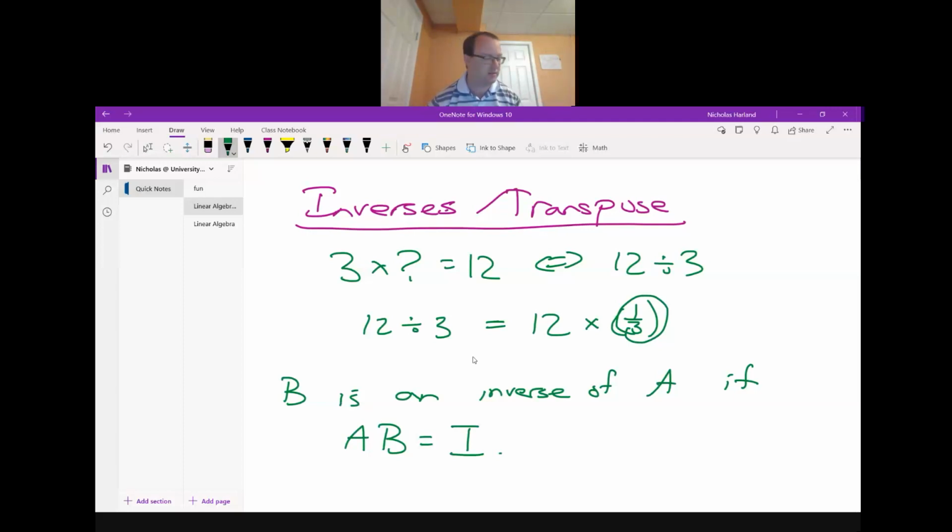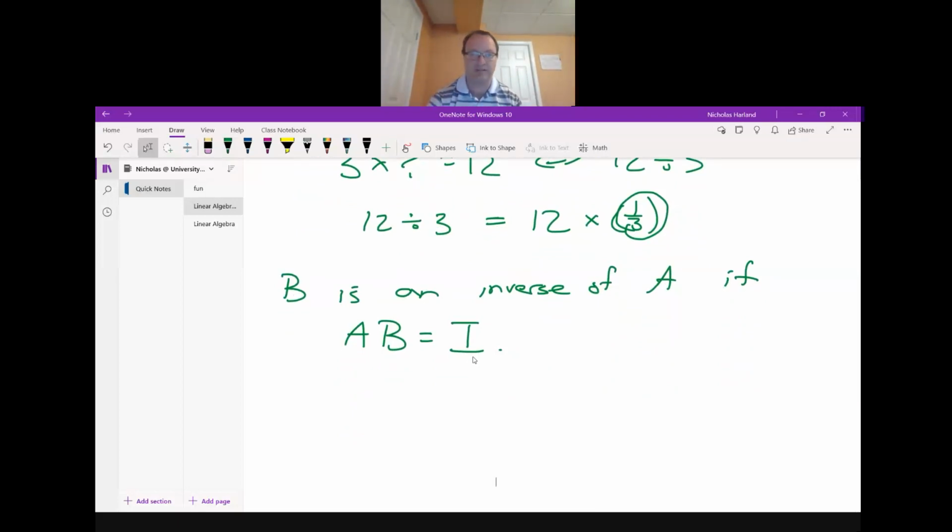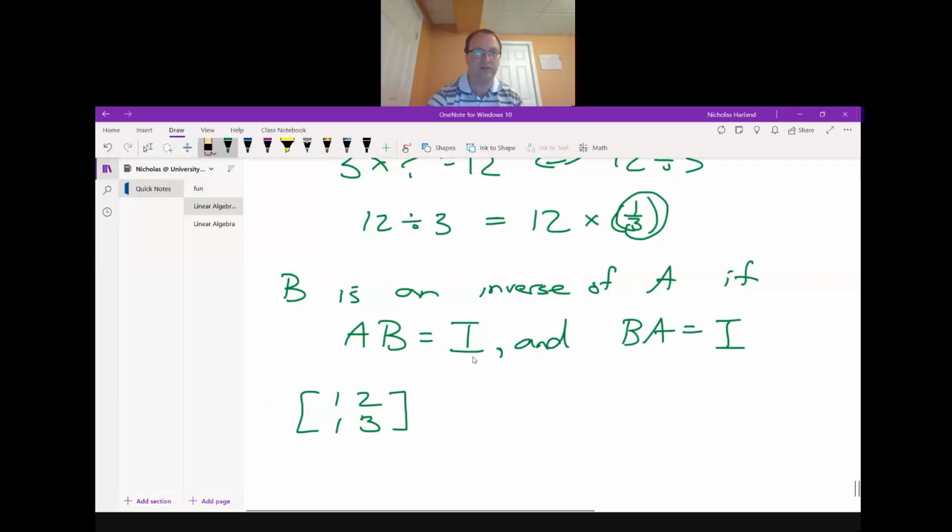So again, this is something in concepts that will be explored a little bit more in class in terms of a full picture of this. But for example, the inverse of [1, 2; 1, 3]. I forgot one thing. It has to work in both directions. So BA is equal to I. So for example, an inverse of [1, 2; 1, 3] would be [3, -2; -1, 1].